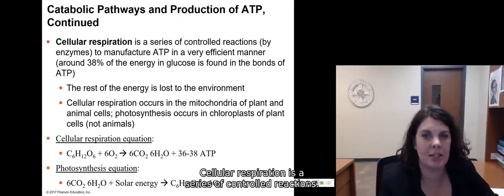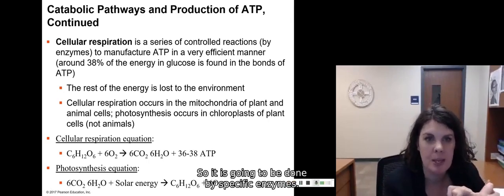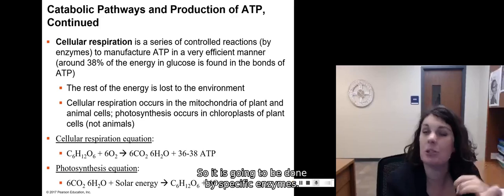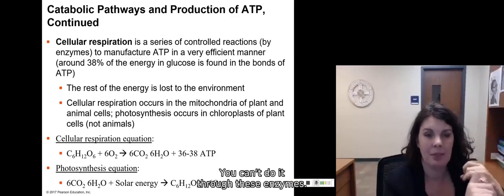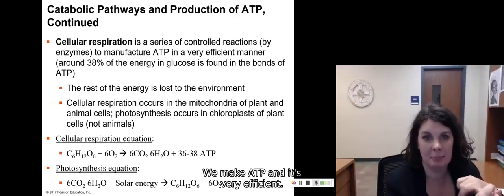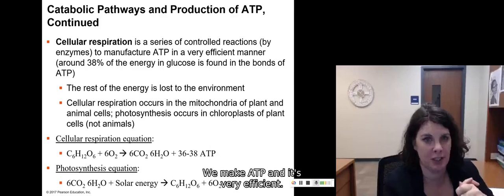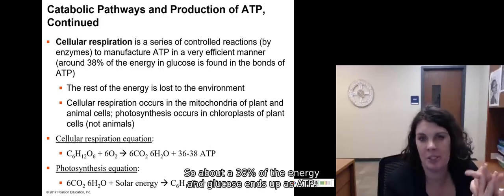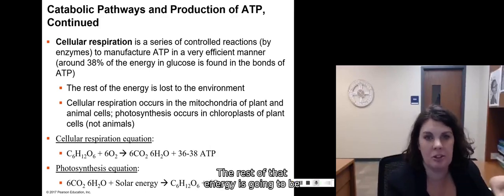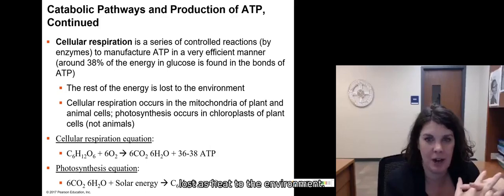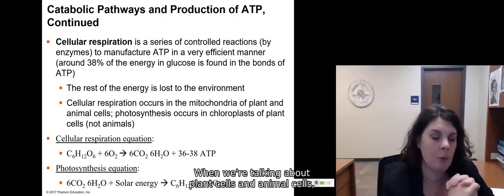So cellular respiration is a series of controlled reactions. So it is going to be done by specific enzymes. You have to have those enzymes or you can't do it. And through these enzymes, we make ATP, and it's very efficient. So about 38% of the energy in glucose ends up as ATP. The rest of that energy is going to be lost as heat to the environment.